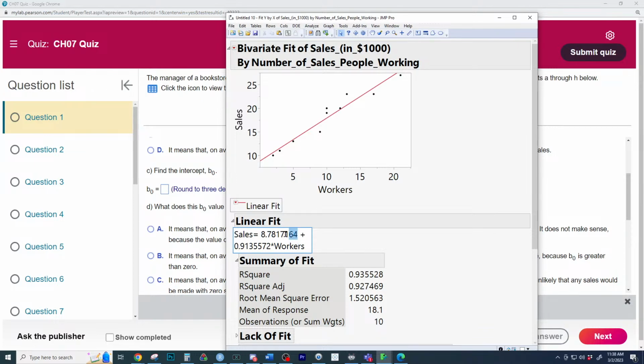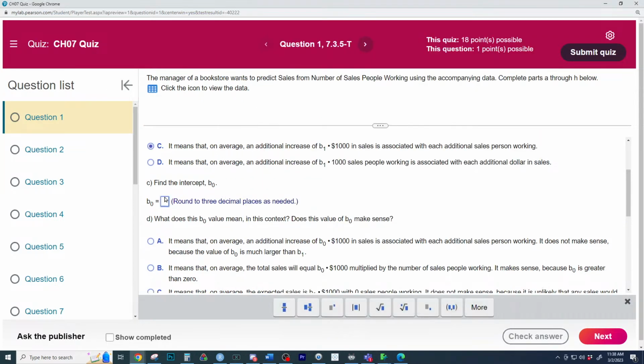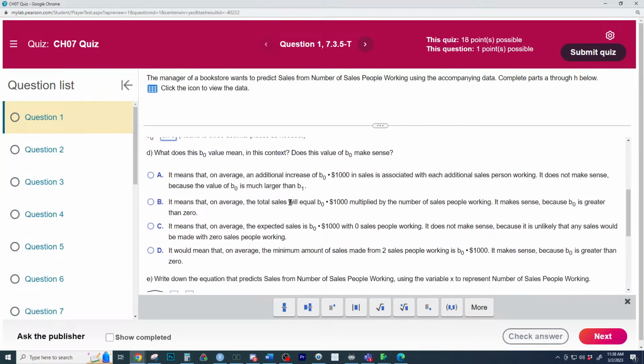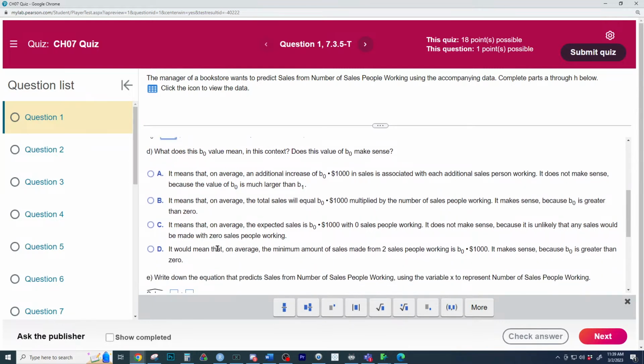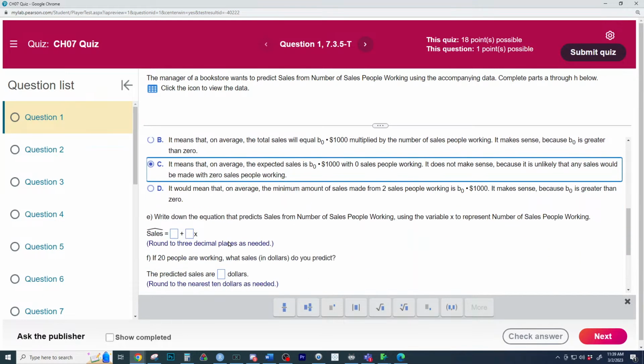Now the intercept right here, let's go grab the intercept value. The intercept value is this. Let's round it down to 3 decimal places right there. What does B0 mean in context? It means that on average, when X is equal to 0, we expect Y to equal B0. So when 0 people are working, we expect sales to be this on average. It does not make sense because it is unlikely that any sales will be made with 0 salespeople working.